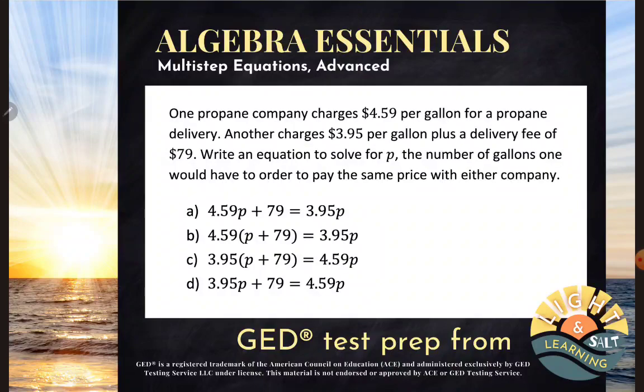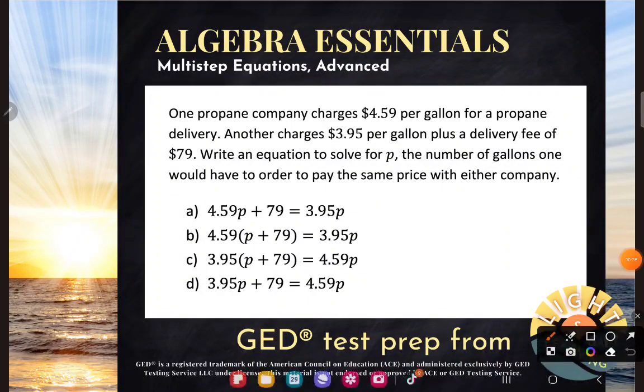So one propane company charges $4.59 per gallon for a propane delivery. Another charges $3.95 per gallon plus a delivery fee of $79. Write an equation to solve for P. Okay, so we're gonna use a P, and they define what P is. So P is the number of gallons of propane that one would have to order to pay the same price with either company.